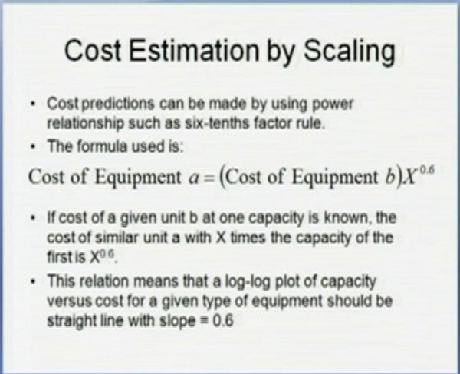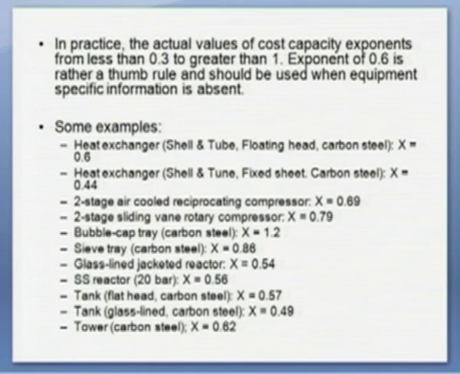Now, depending on the particular equipment, this exponent may vary. Most of the times it is less than 1, but in some cases it could also be greater than 1. There is a large range for it. It could be less than 0.3 or greater than 1. What I have listed for you on screen are some examples: heat exchanger, shell and tube type, floating head, carbon steel, x is equal to 0.6. Then heat exchanger, shell and tube, fixed sheet, carbon steel: floating head was 0.6, fixed sheet is 0.44.